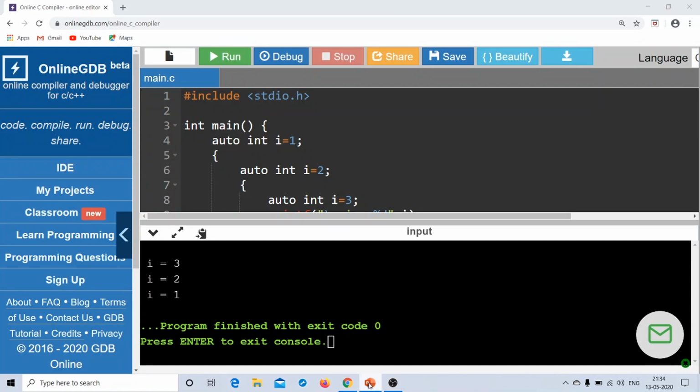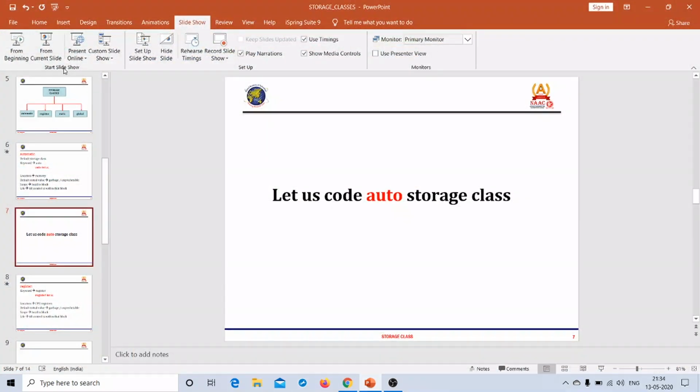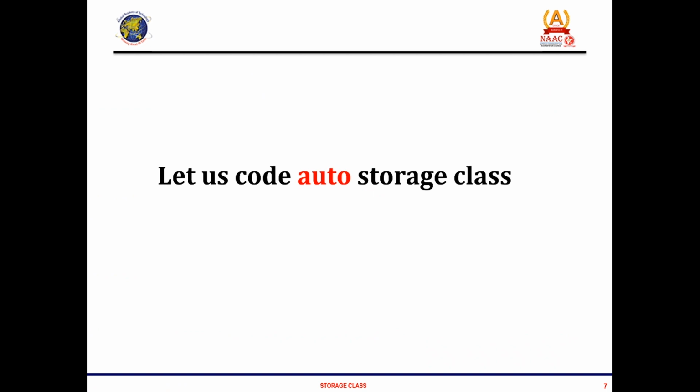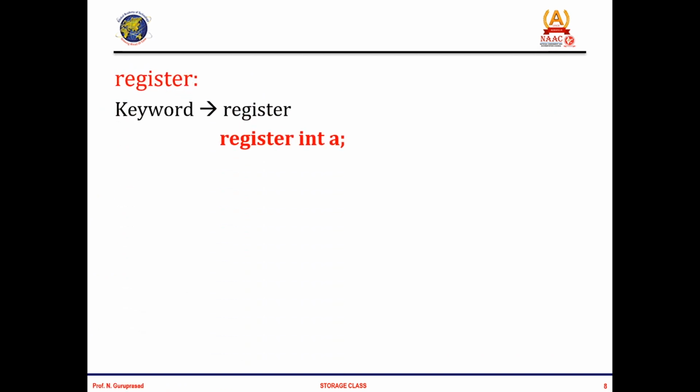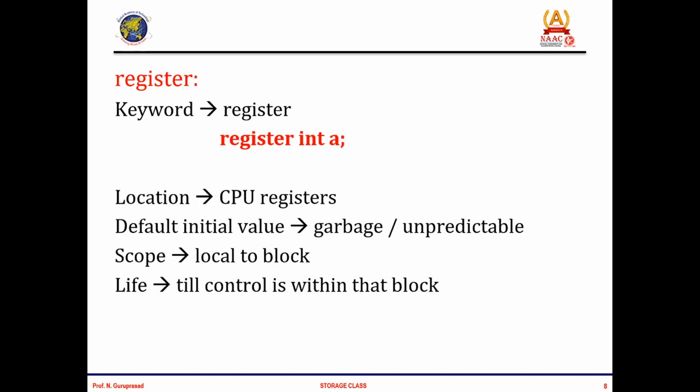Now let us go back to our PowerPoint slide and continue further. The next type of storage class is register. It is invoked by the keyword register, and the syntax with example is given in front of you. You have register int a semicolon. Now let us see how this storage class register answers our questions.